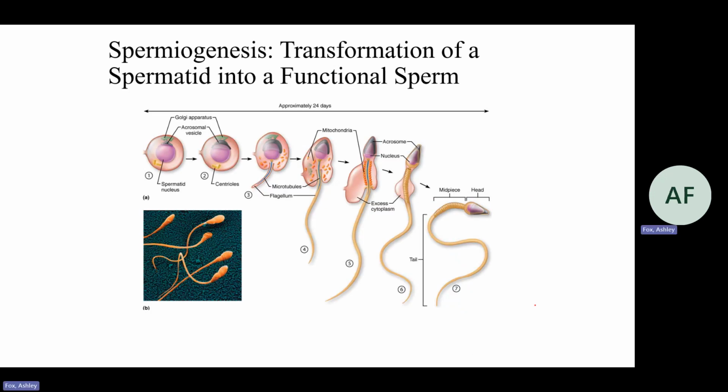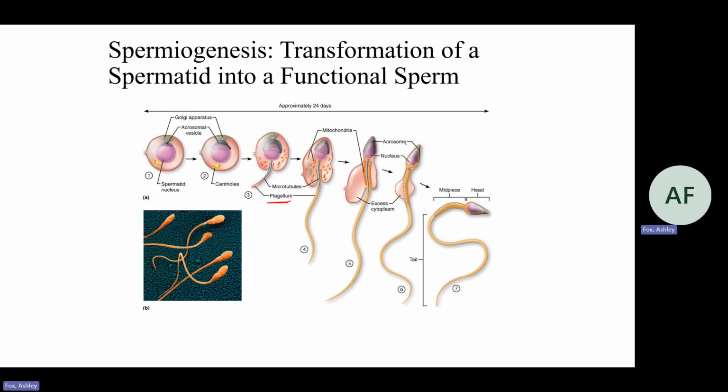So just looking at spermiogenesis, what happens slowly is microtubules are actually helping from centrioles to produce the flagellum or the tail. Mitochondria are all going to migrate to the midpiece. The nucleus is going to become more compact and in a triangular shape. The excess cytoplasm is going to be lost.